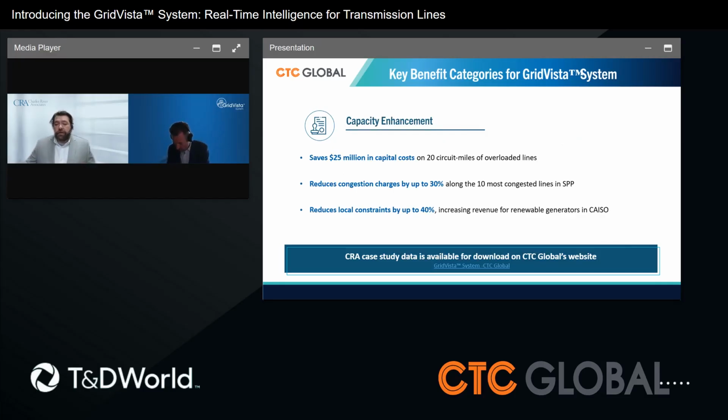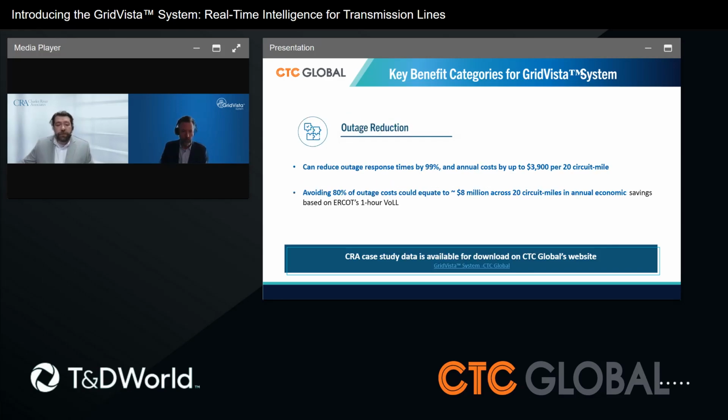Right off the bat, when looking at overloaded lines and capacity uplift needs, GridVista could save utilities up to $25 million in capital costs on 20 circuit miles of overloaded lines, ultimately benefiting the ratepayers along with the utilities. Based on data from the 10 most congested lines in SPP, congestion relief on high volume transmission corridors could potentially reduce congestion charges by up to 30%. When looking at data in CAISO, local constraints on renewable generation could be reduced up to 40%, potentially increasing revenue for renewable generators and delivering cleaner power for consumers.